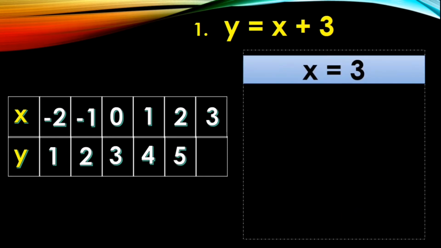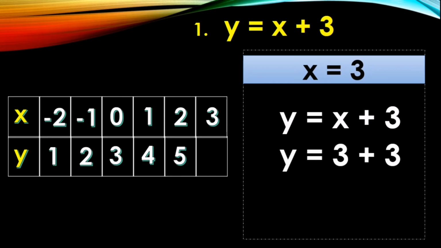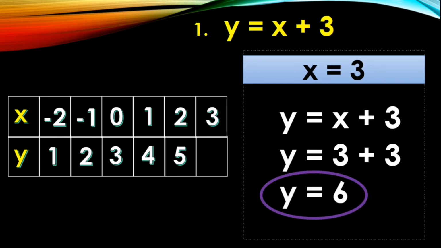If x is equal to 3, so we have the equation y is equal to x plus 3. Substitute the value of x, which is equal to 3. 3 plus 3 is... And that is equal to 6. So if x is equal to 3, y is equal to 6.